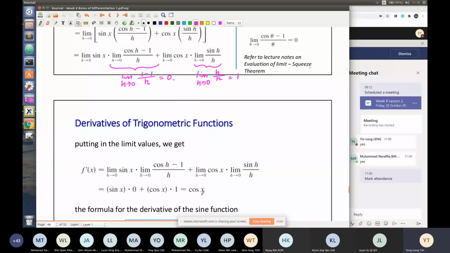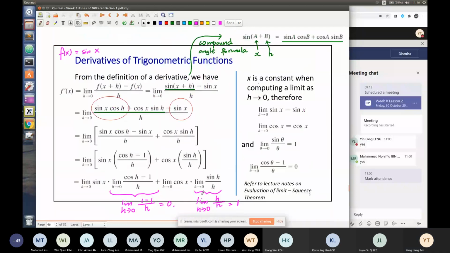Questions? So in the process of evaluating the limit, this is a bit more involved. We need to use the compound angle formula and then use the squeeze theorem on each of our terms here. Or if you like, use the small angle approximation to evaluate each of the terms.